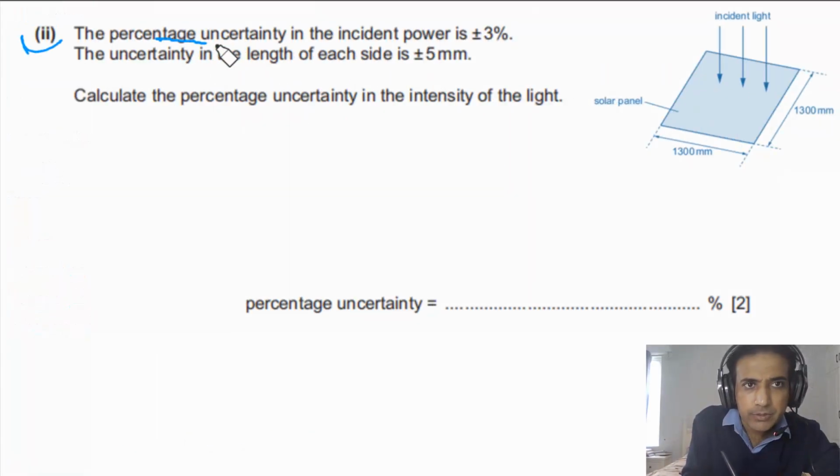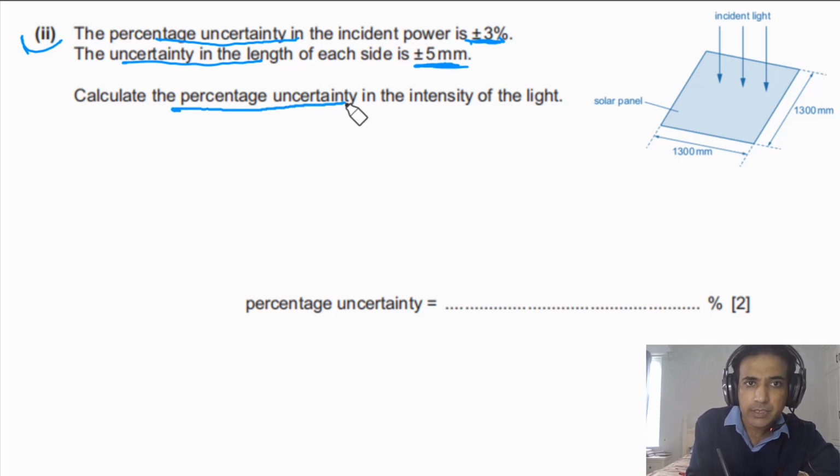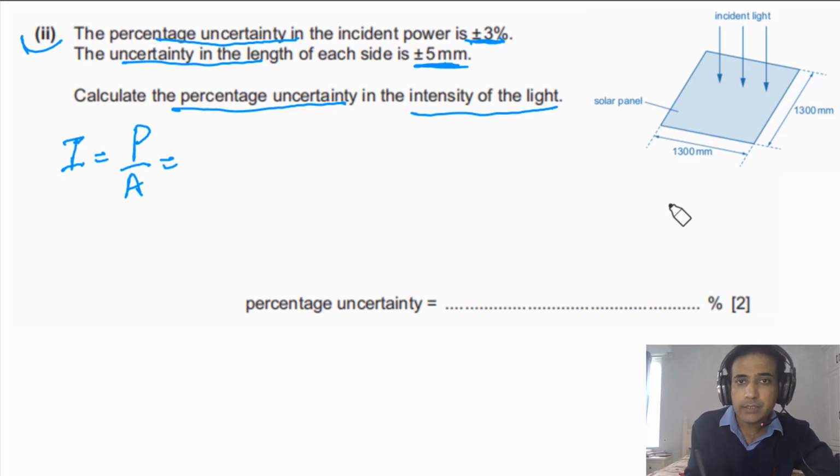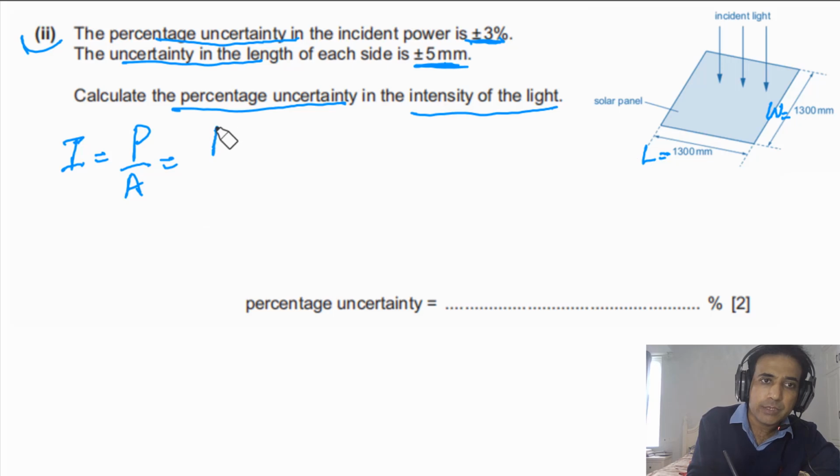The second part says the percentage uncertainty in the incident power is 3%. The uncertainty in the length of each side is 5 millimeters. Calculate the percentage uncertainty in the intensity of the light. We can start with intensity equal to P over A. Let's say one side is L and the other side is W. So this is P divided by L times W.